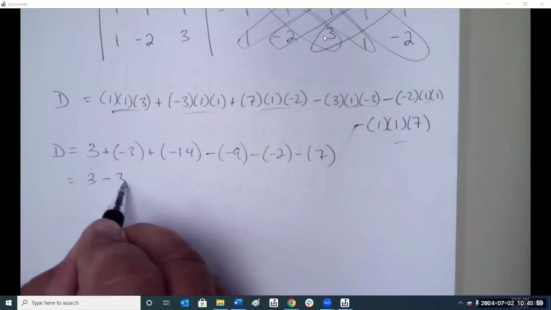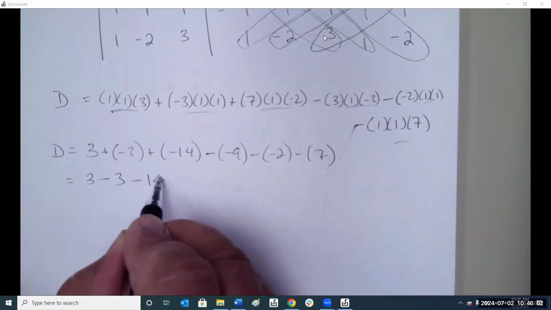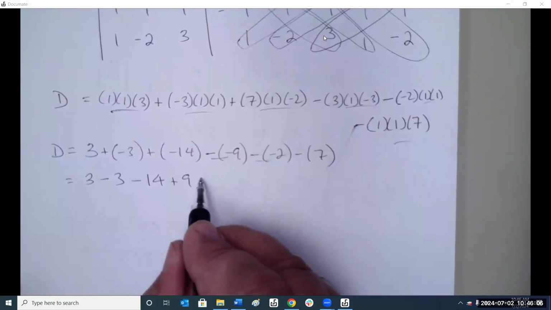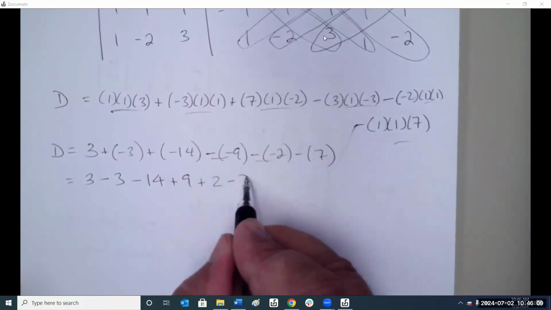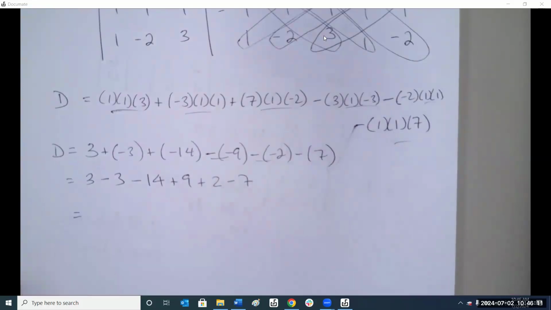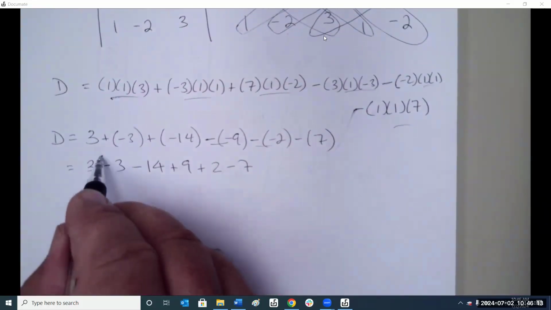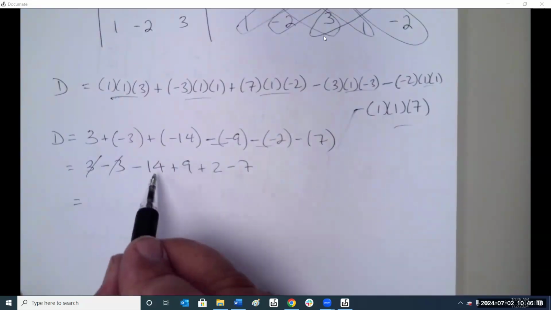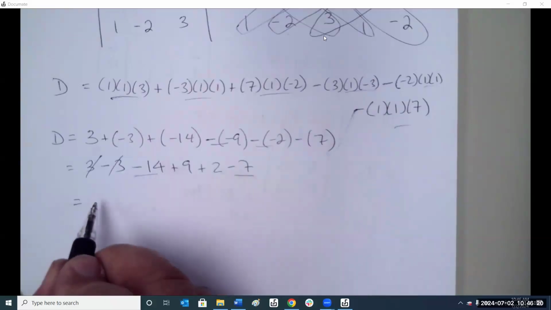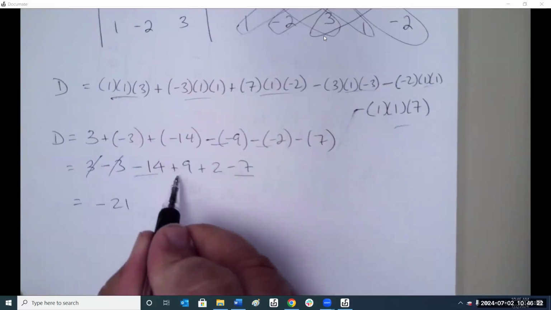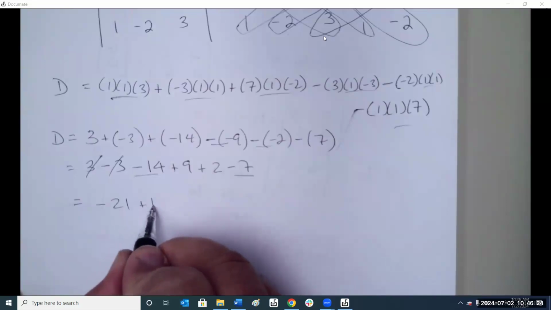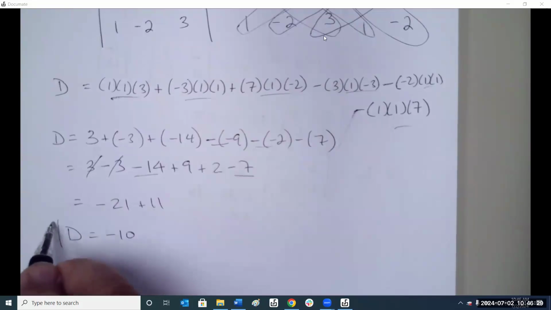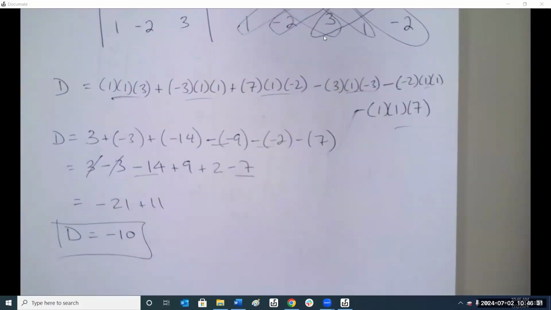Positive, negative is a negative. Negative, positive is a negative. Negative, negative is a positive. Positive. So those cancel. -14, -7 is -21. 9 plus 2 is 11. So my D is 10.